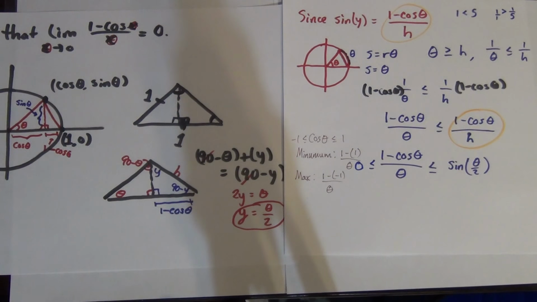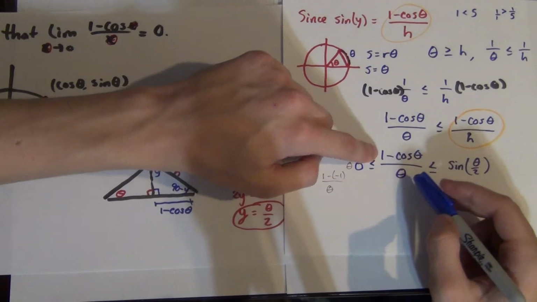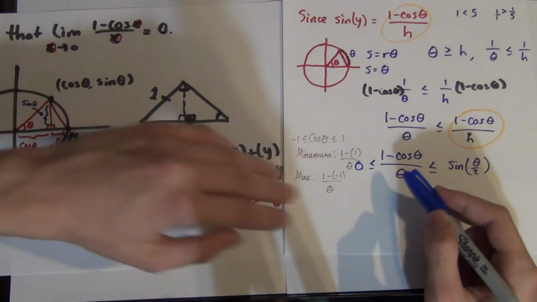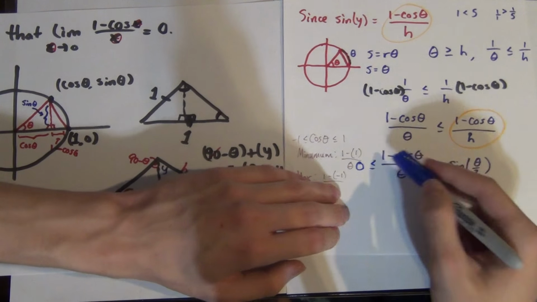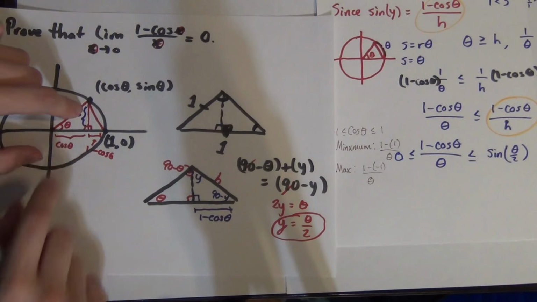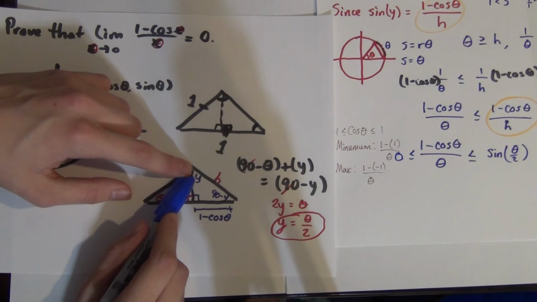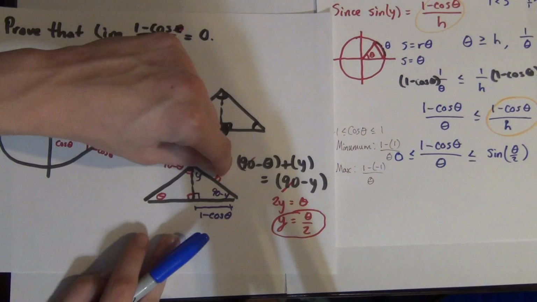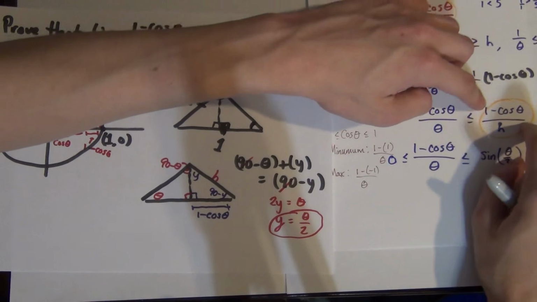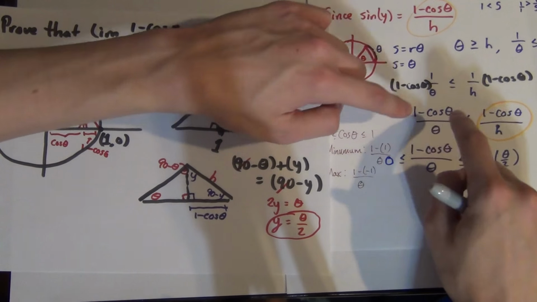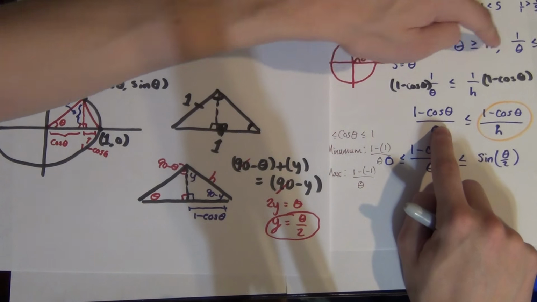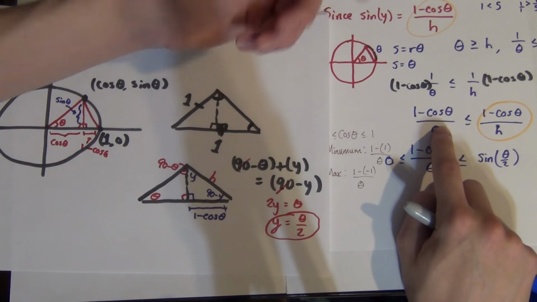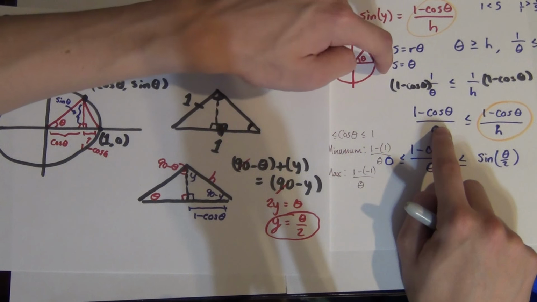So, just to do a 20-second recap. What I want to prove is that the limit of 1 minus cosine of theta divided by theta, as theta approaches 0, is 0. In order to get this, I had to manipulate a right triangle and use a relationship that sine of y equals 1 minus cosine of theta over h. Well, I know that 1 minus cosine of theta over h has to be greater than 1 minus cosine of theta over theta, because theta is greater than h. That's the shortest distance connecting those 2 points, which we defined to be h. Theta has to be greater than that.